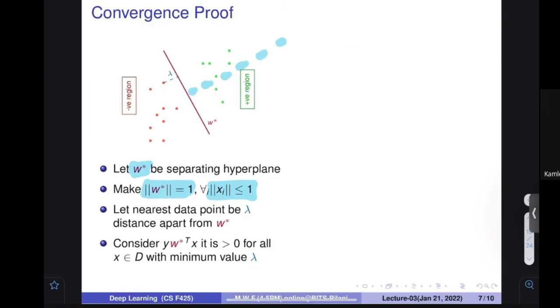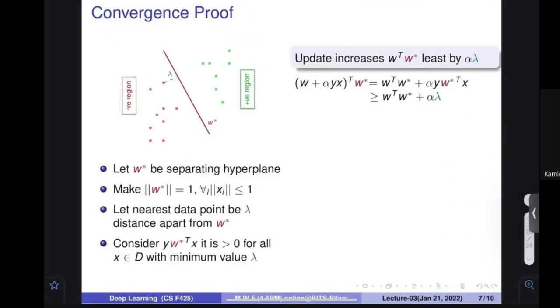We have also discussed a few minutes back that the value of y W star transpose x is positive for all the data items, and therefore it has some minimum value. We can call it lambda. Let me tell you something. Right now you have the value W. You are targeting to reach the value of W star. So you are going to change it. How? You are going to say that W is equal to W plus alpha times y x. You are changing to this particular value, and you are going to change it multiple times.